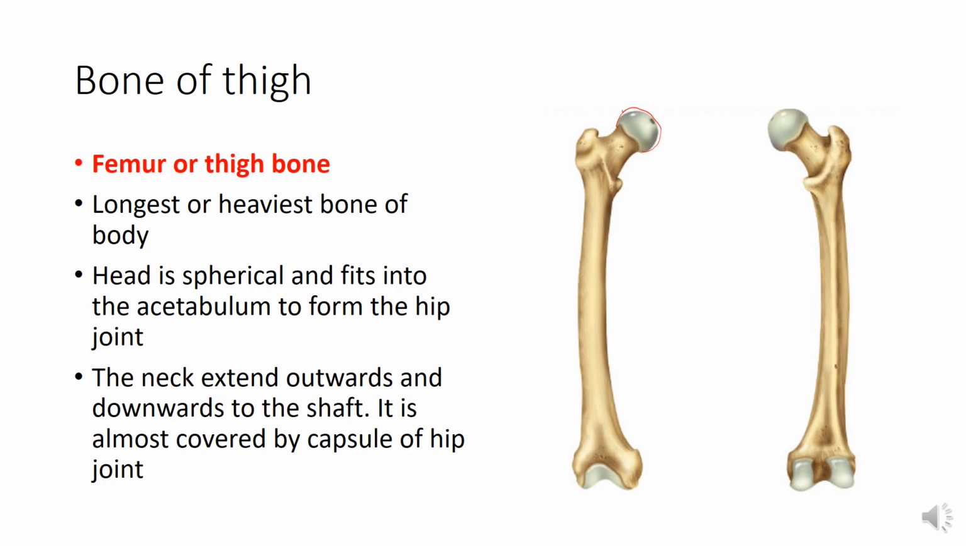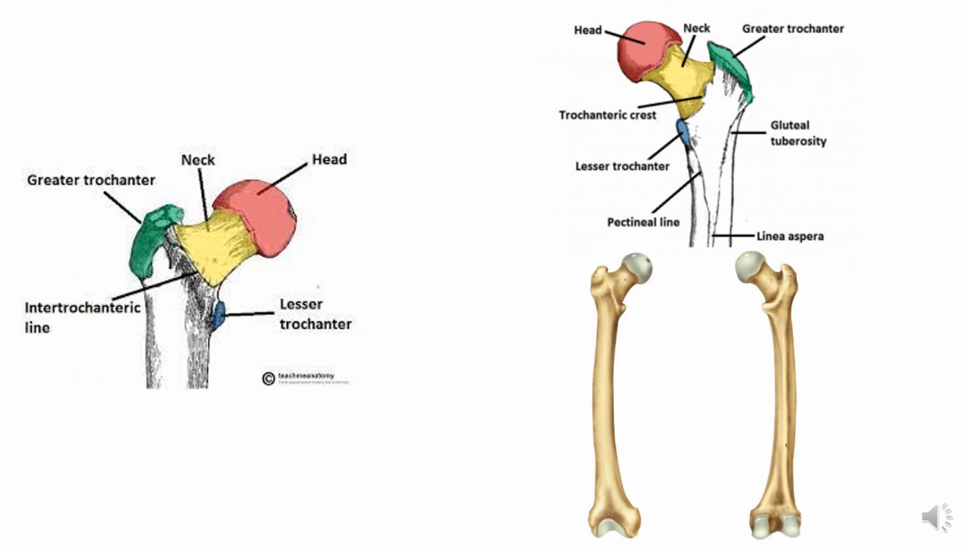The neck extends outwards and downwards to the shaft. So this is the neck part of the femur. So this is the head and this is the neck. Now the neck is almost covered by the capsule of the hip joint. So this is the upper part of the femur, showing the upper extremity of the femur. You can see here, this is the head, this is the neck portion.